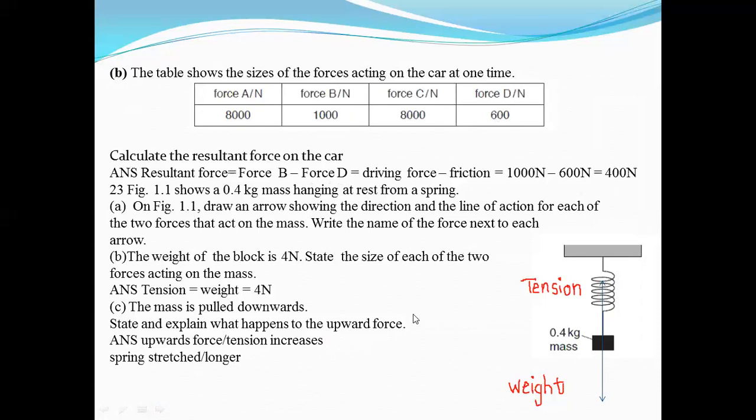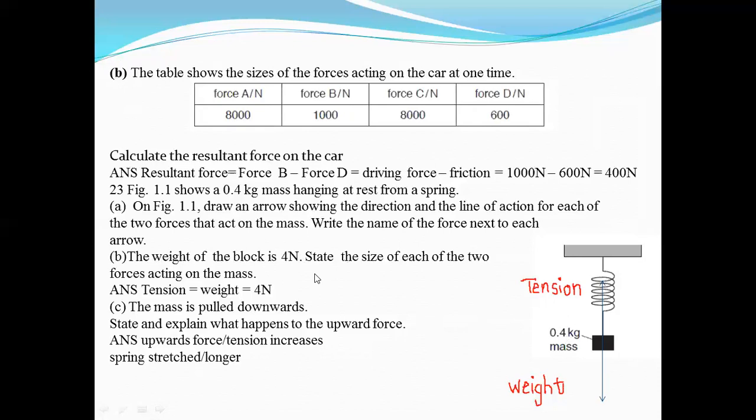Next question. The figure shows a 0.4 kg mass hanging at rest from a spring. On the figure, draw an arrow showing the direction and the line of action for each of the two forces that act on the mass. Write the name of the force next to each. We have to identify and write the name of two vertical forces. One is the weight acting in the downward direction. Other is the upward force, which is the tension acting along the spring.